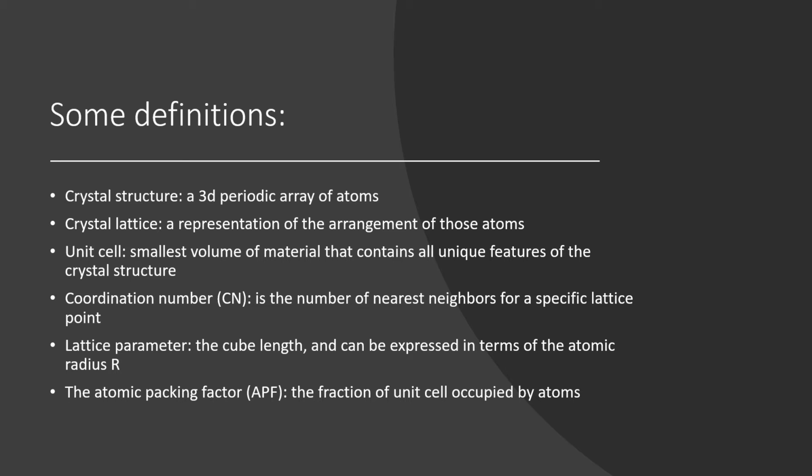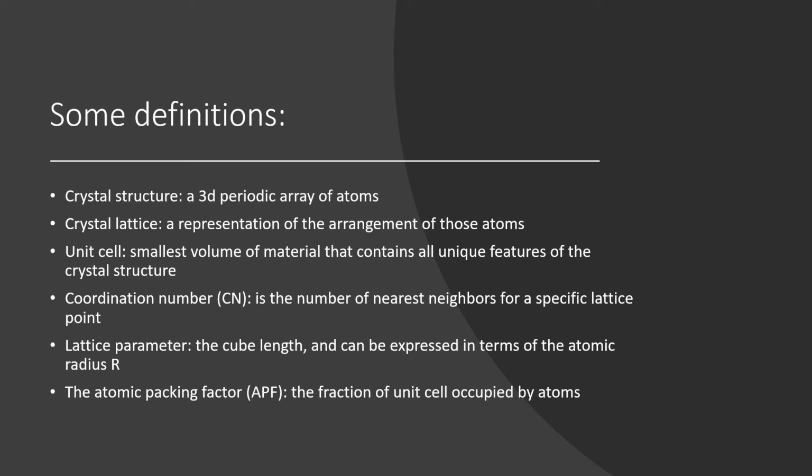And what we study in depth, and what we're going to see a couple of examples of in this presentation, is the unit cell, a couple of unit cell structures, which are the smallest volume of material that contains all unique features of the crystal structure. The unit cell varies from material to material, from metals to ceramics. It depends on what type of atoms it contains. It depends on how many atoms it is touching, and so on.